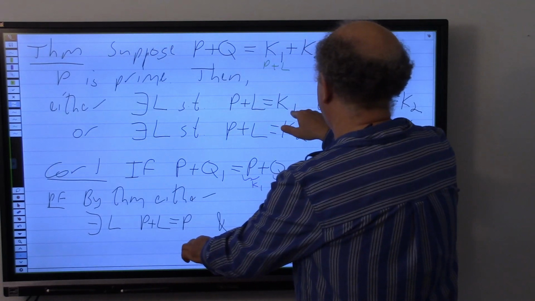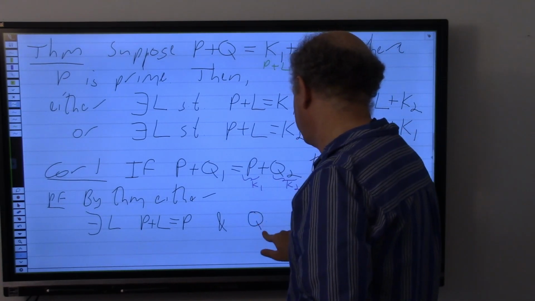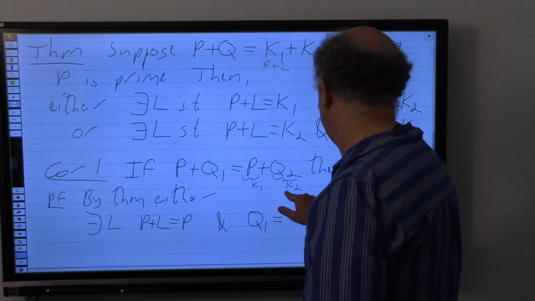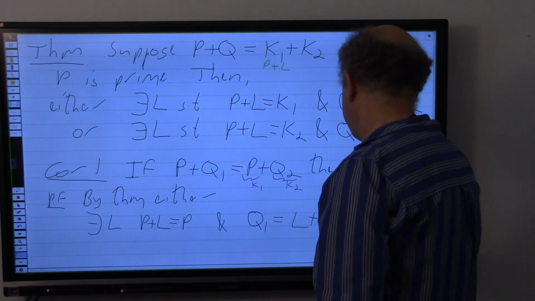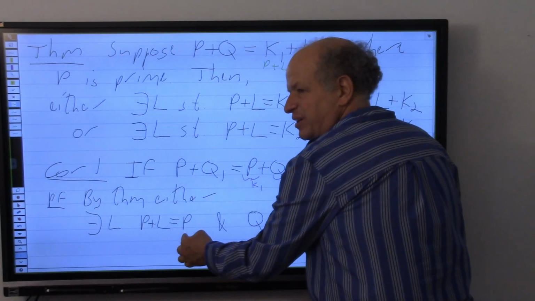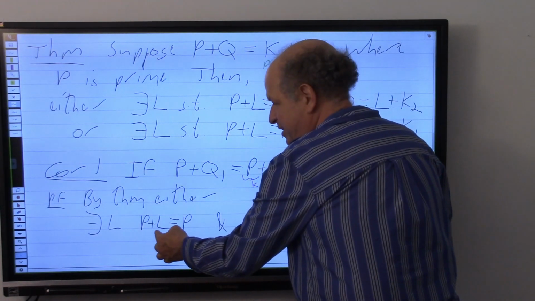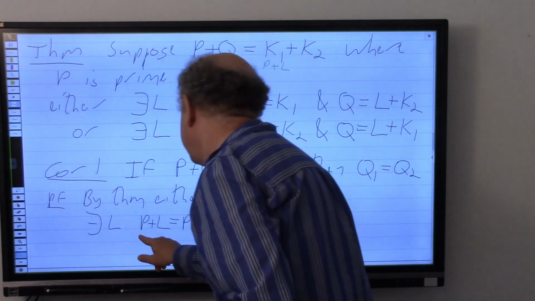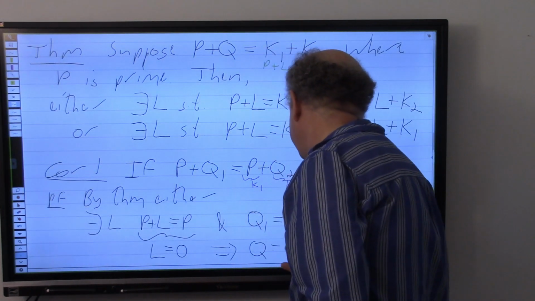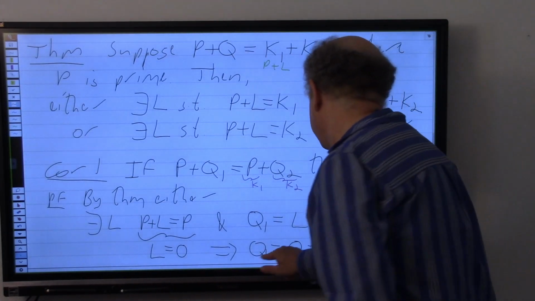If P plus L is equal to K1, then Q is equal to L plus K2. So in this case, Q1 is equal to L plus Q2. Okay? But P was prime, and I just wrote it as a sum. But this means that L must be trivial. So Q1 is the trivial knot plus Q2, so it's equal to Q2. And that's what I wanted to show.